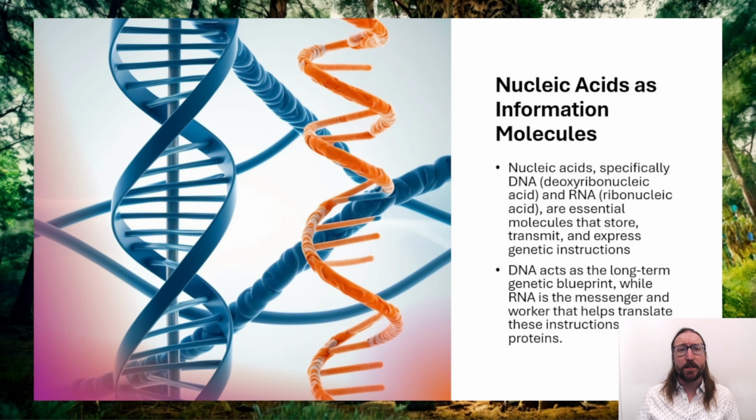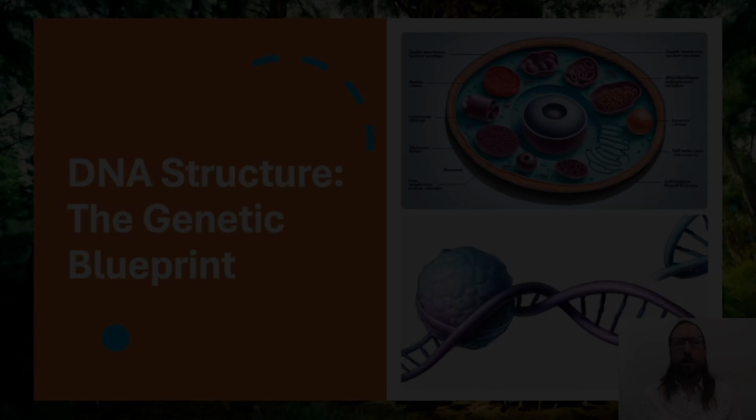Nucleic acids, specifically DNA, deoxyribonucleic acid, and RNA, ribonucleic acid, are essential molecules that store, transmit, and express genetic instructions. Here we see the DNA on the left and the RNA on the right. DNA acts as the long-term genetic blueprint, while RNA is the messenger and worker that helps translate these instructions into proteins. Remember when we talked about how proteins are essential for cell function and structure? This process all starts here with DNA and RNA.